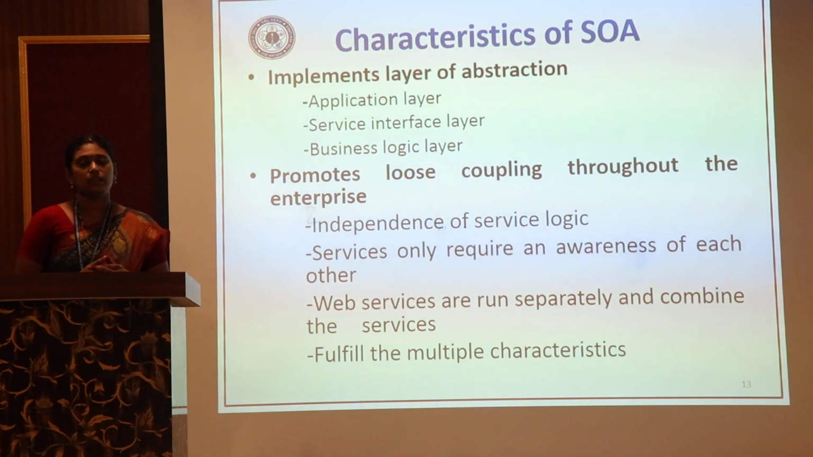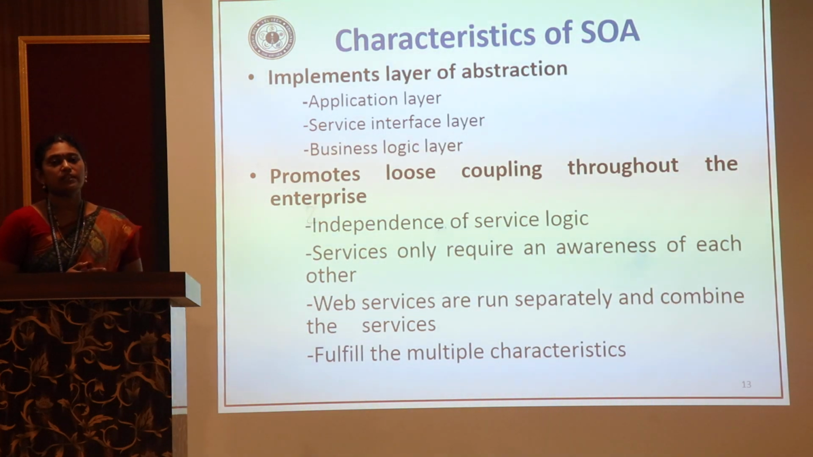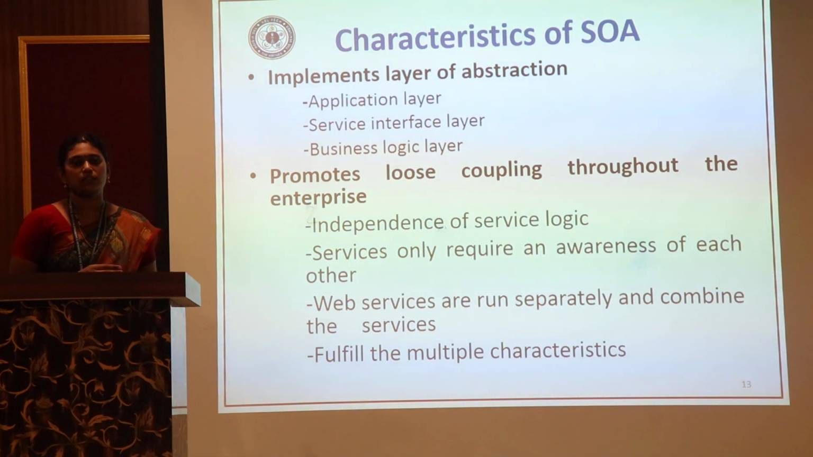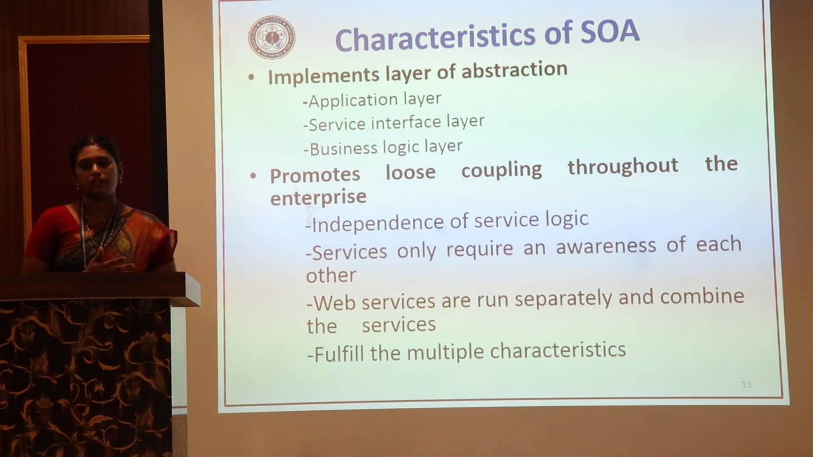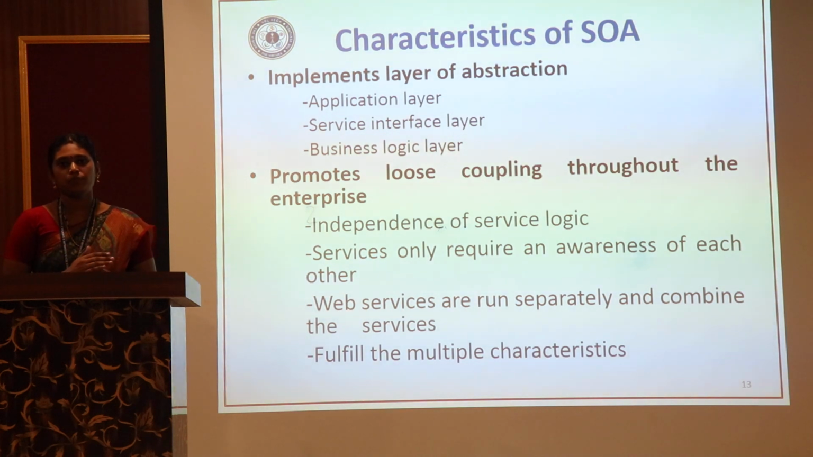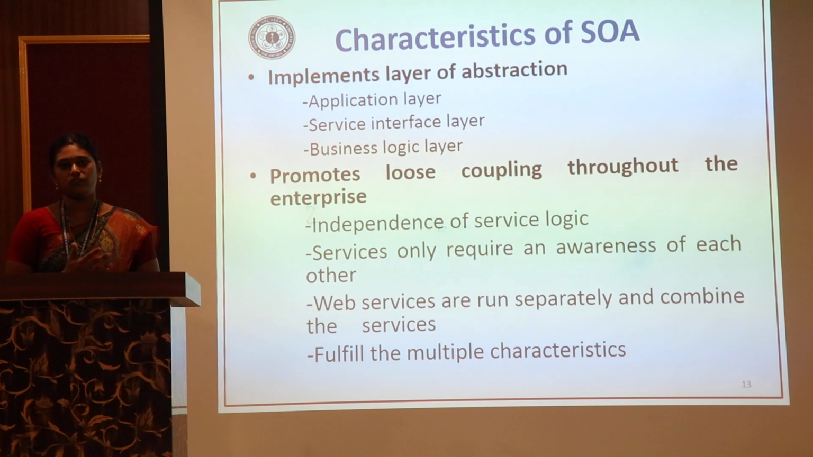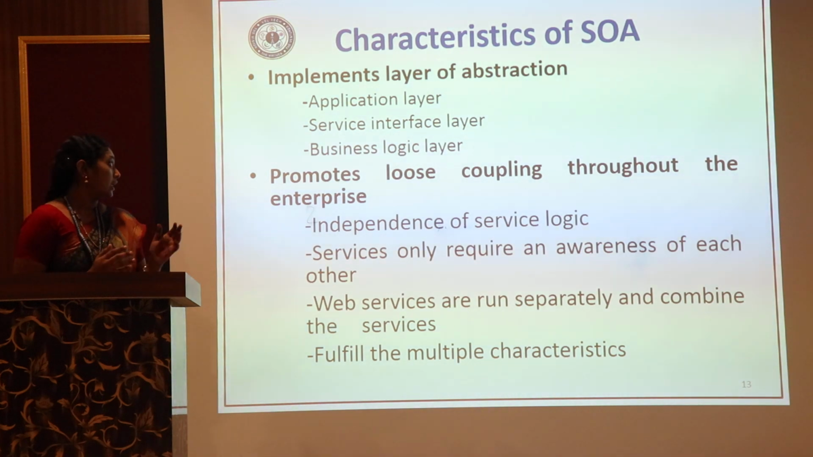Then the next characteristic of SOA is that it provides abstraction. That is, in each and every application we need abstraction, that is, protection of our data, or else of the service itself, where we need to protect some technical information. We don't show all the information to the servers. Here in SOA we can use three layers of abstraction. The first one is the application layer, then the service interface layer, and the business layer.